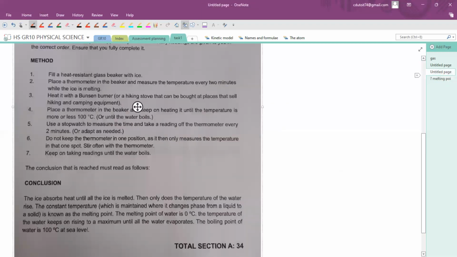So fill a heat-resistant glass beaker, place a thermometer in the beaker and measure the temperature every 2 minutes while the ice is melting. Heat it with a Bunsen burner or stove. Keep on heating until the temperature is more or less 100 degrees. Use a stopwatch to measure the time and take the reading of the thermometer every 2 minutes. Do not keep the thermometer in one position as it only measures temperature there. Okay, you must stir the thermometer. Keep on making readings until the water boils.